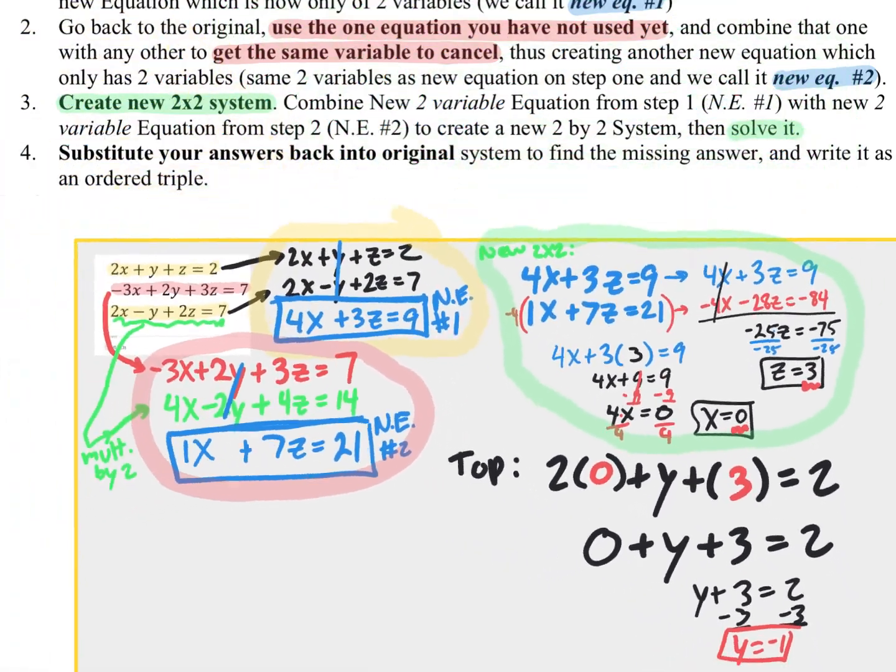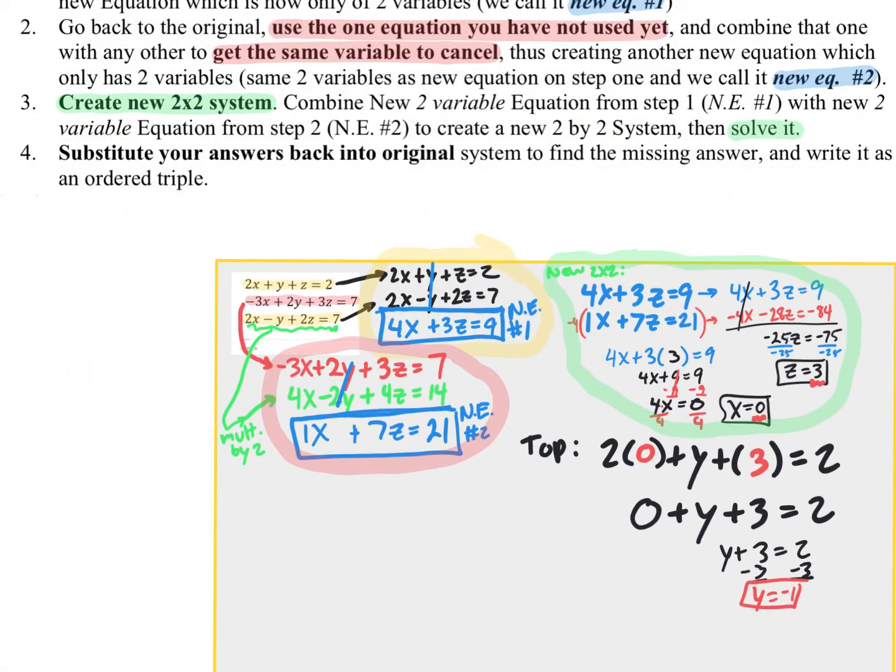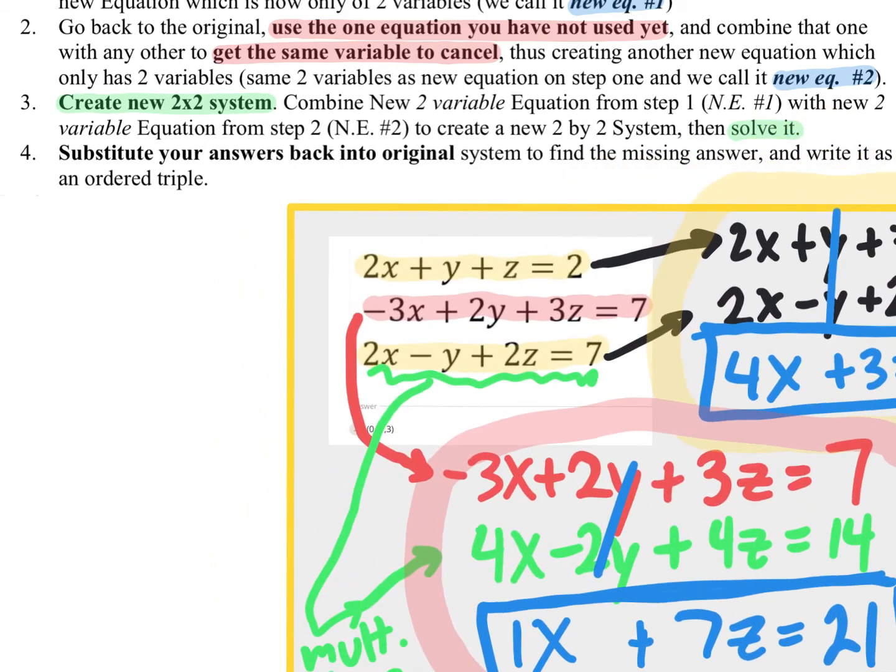So our ordered triple, our answer, is 0, -1, 3. And of course, it would be great to triple check that answer. What was the x answer again? 0. Okay, and how would I triple check it? Just plug in 0 right there.